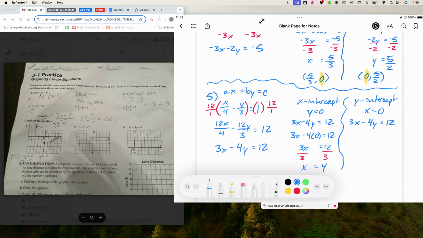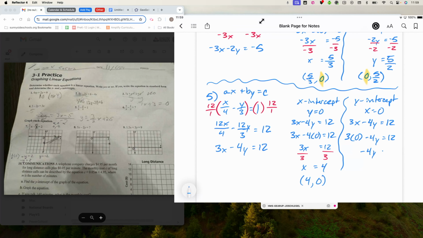Then over there, our x value needs to be 0. Negative 4y is equal to 12. Divide by negative 4, and y is equal to negative 3. So our y-intercept would be (0, -3).